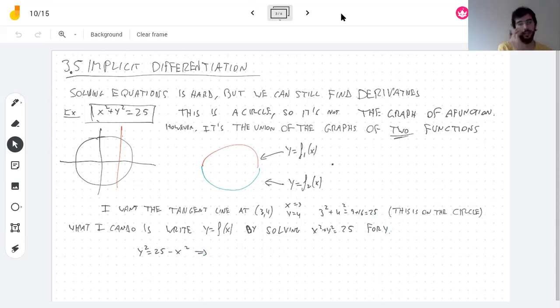And now to keep solving for y, I need to take the square root. And now I run into the problem that there are two square roots. So this is not a function, because it has two values. At x equals 3, y could be 4 or negative 4. But the thing is, I know I want the point 3, 4. So I'm going to choose the positive one.